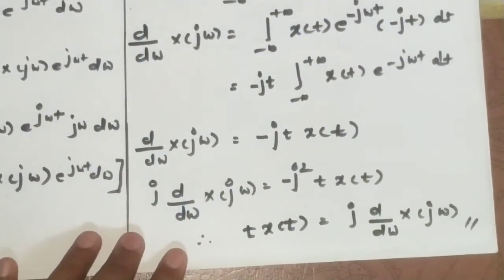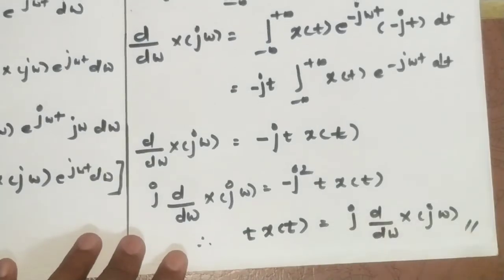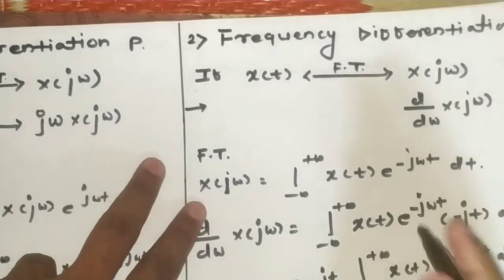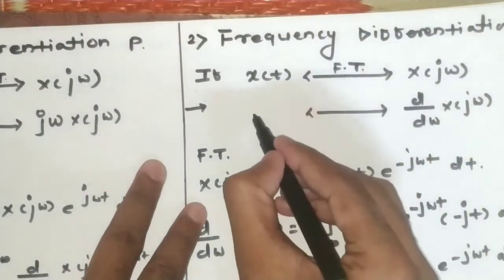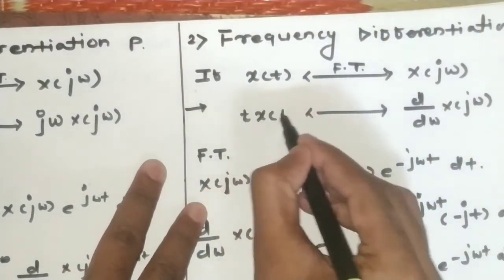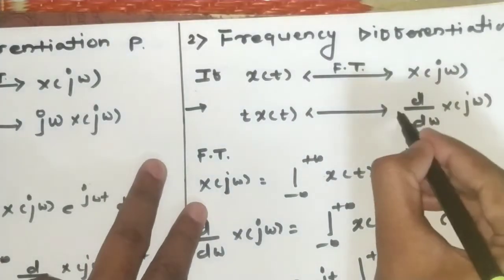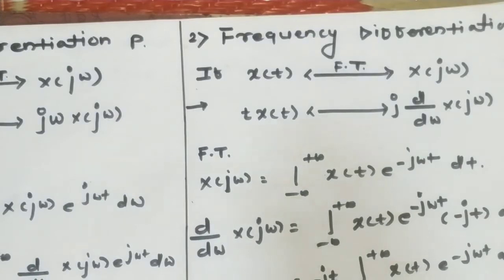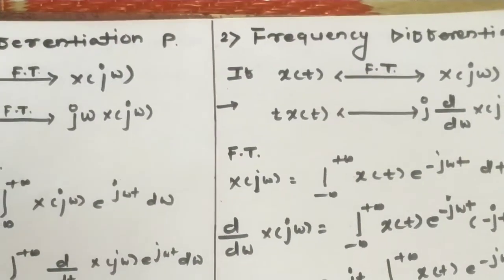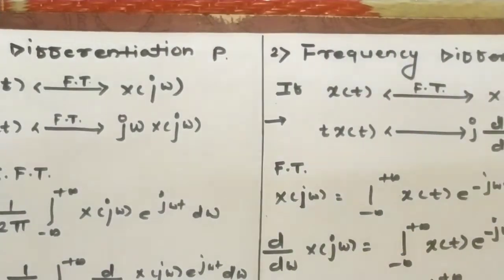This property is called the frequency differentiation property. Let us come across the statement. So the LHS we can write as t into x of t, provided that this is now multiplied with j. So this will be the second property, which is called the frequency differentiation property.